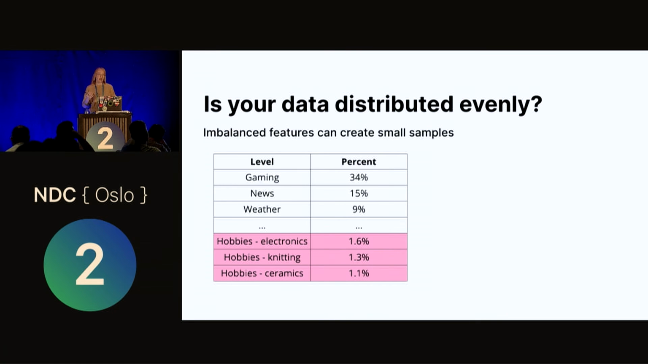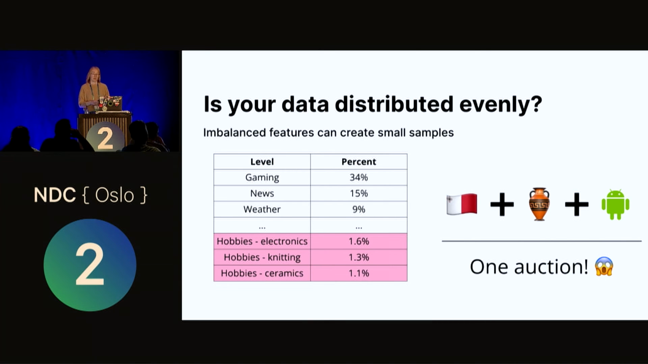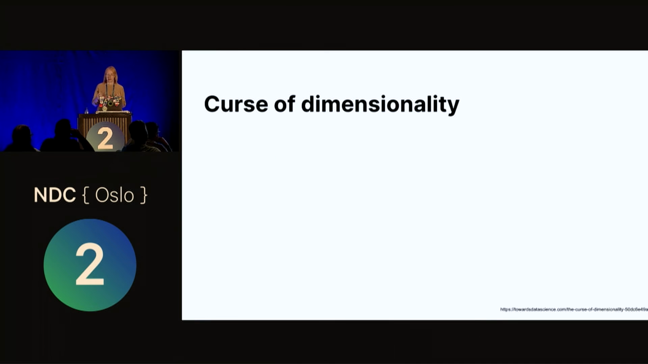These kinds of imbalances also compound if you have multiple features that are categorical and really imbalanced. So let's take a really extreme case, and let's say that we have a combination of all of the rarest levels of all of our categorical variables. So let's say we have auctions from Malta in ceramics apps on Android devices. We have one auction, and this is in a data set with hundreds of millions of observations. How does this affect our model?